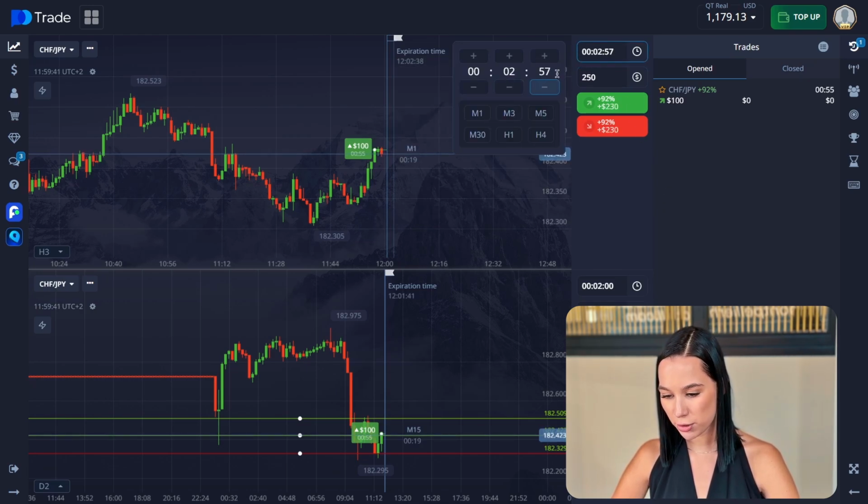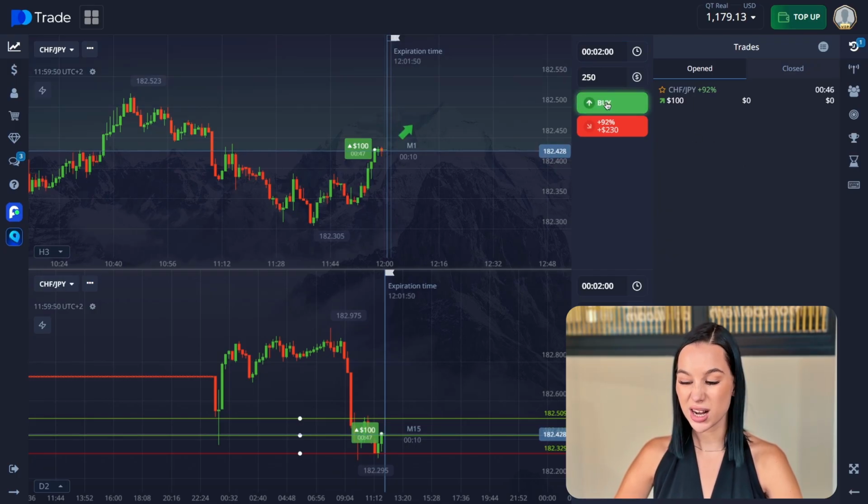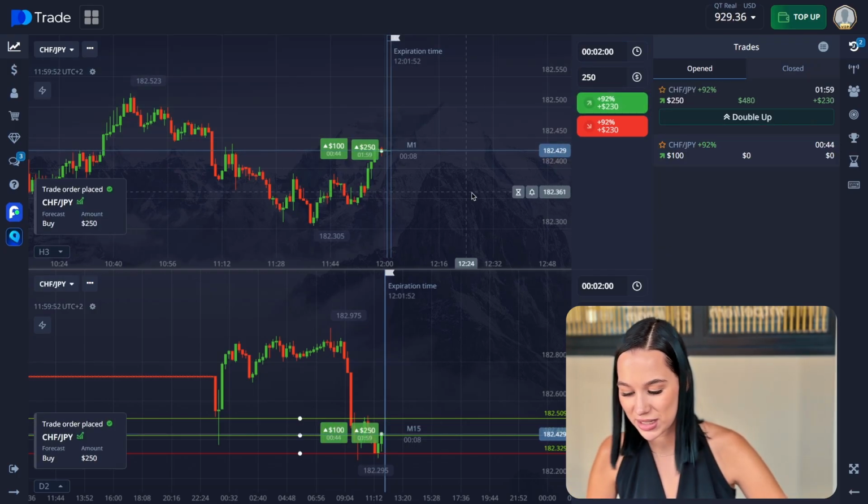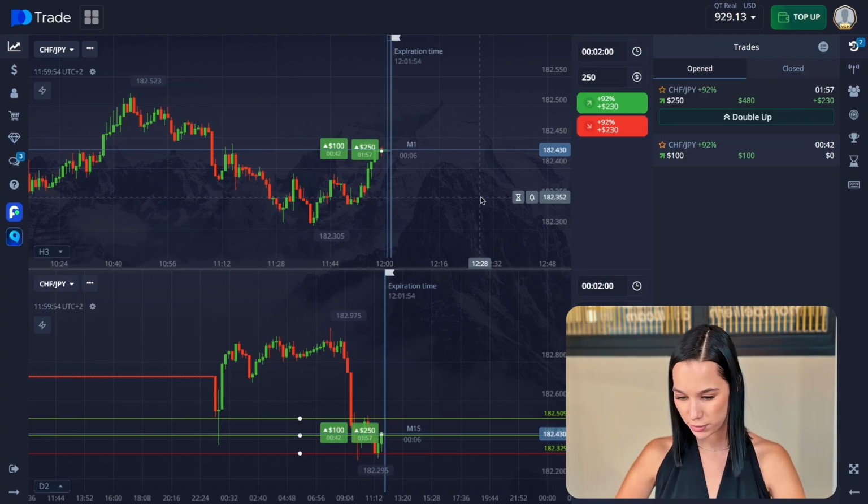So here I changed the amount of money per trade and the time of expiration also to 2 minutes, and we open a buy trade here for 250. Okay, let's see for 2 minutes. And now it should move more confidently in the upward direction.